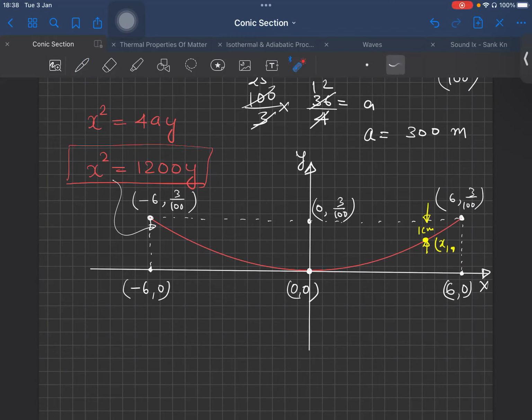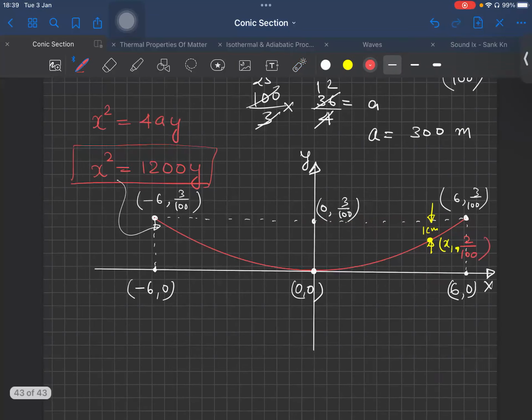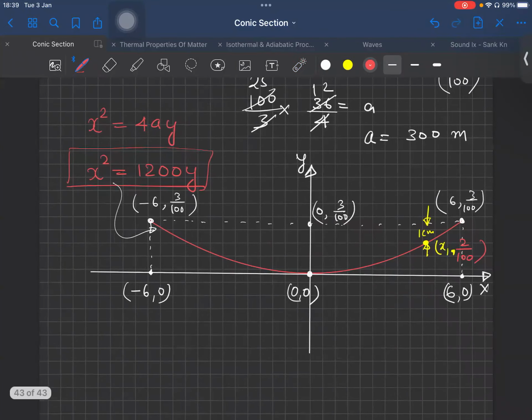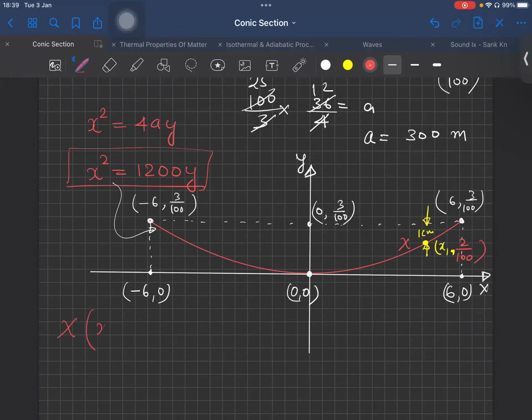See, it is 1 centimeter from here. Maximum is how much? From here to here, what is the length? 3 centimeters. And here to here, it is 1 centimeter. So from here to here, how much is it? 2 centimeters. 2 centimeter in meter, what will you write? 2 upon 100, right? So the coordinate of this point X is X1, comma 2 upon 100. You need to find X1.